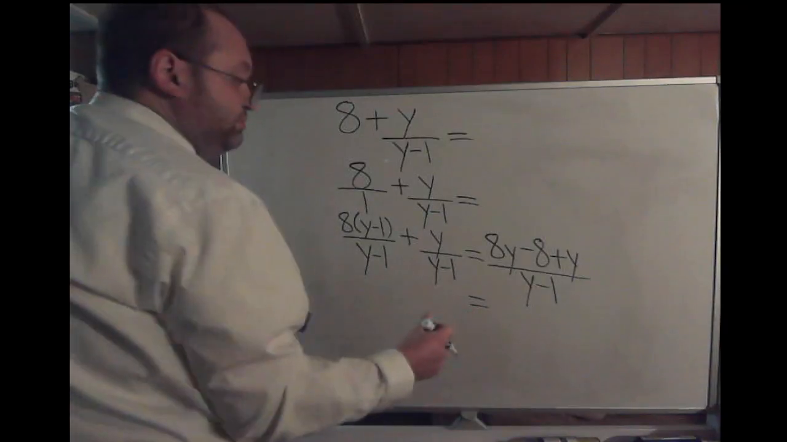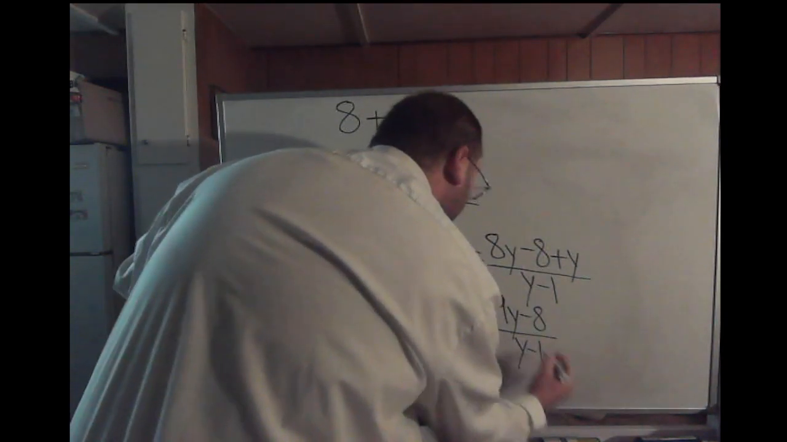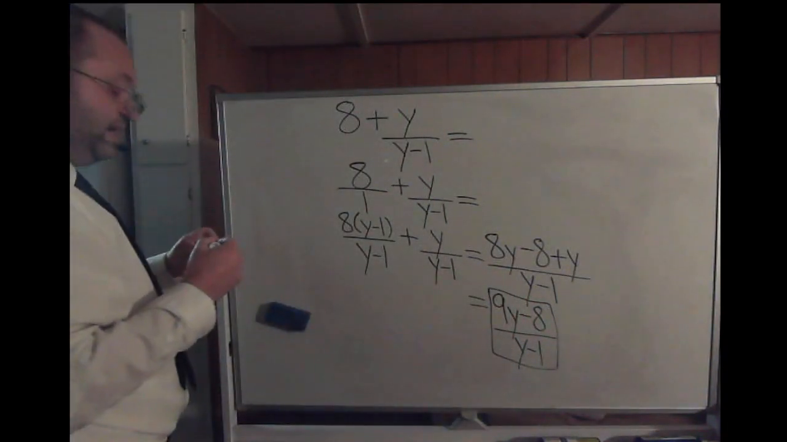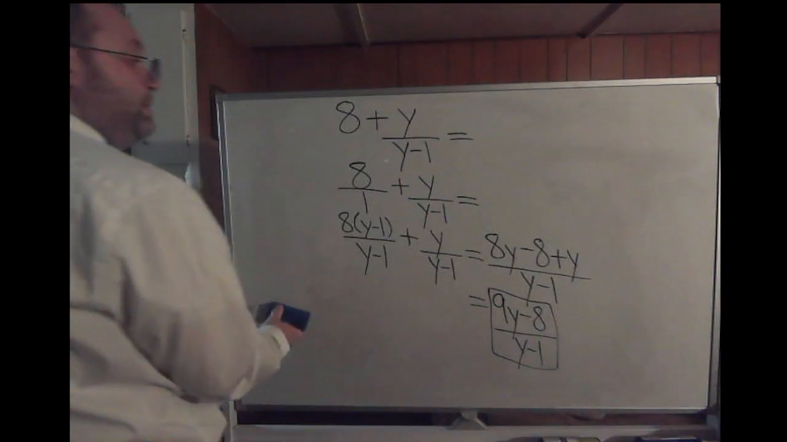Which now we simplify this. 8y plus y, that's 9y. Minus 8, all that all over y minus 1. So the answer you should get is 9y minus 8 over y minus 1.